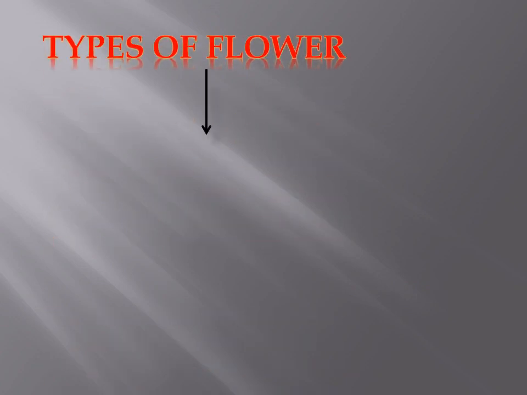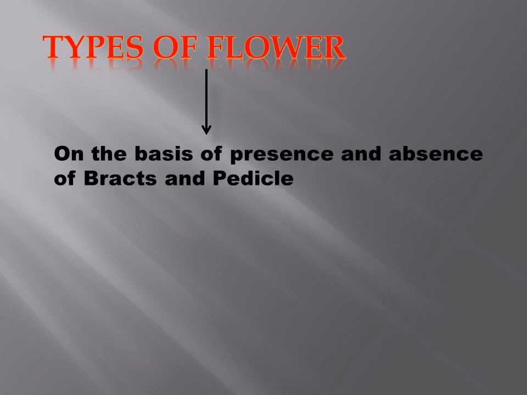Types of flowers on the basis of presence and absence of bracts and pedicels. It means we can classify the plants in different ways. One of them is the presence or absence of the bracts or the pedicel. The first type is pedicellate. If the pedicel is present, then the flower is called pedicellate. And if the pedicel is absent, it is known as the sessile flower.